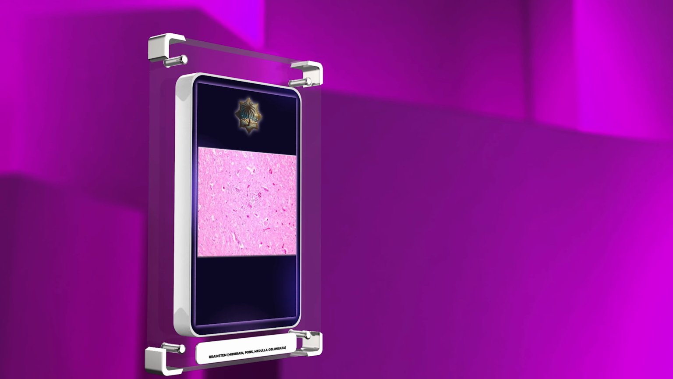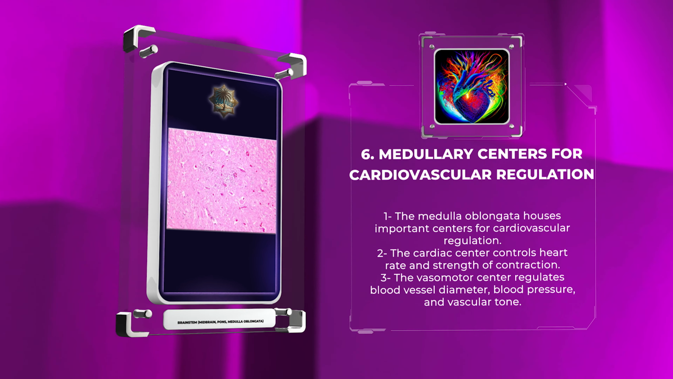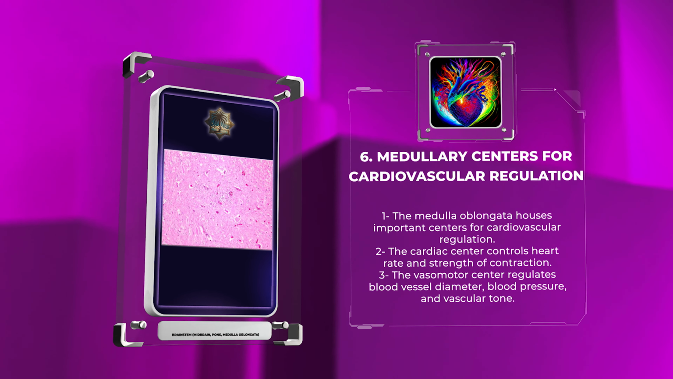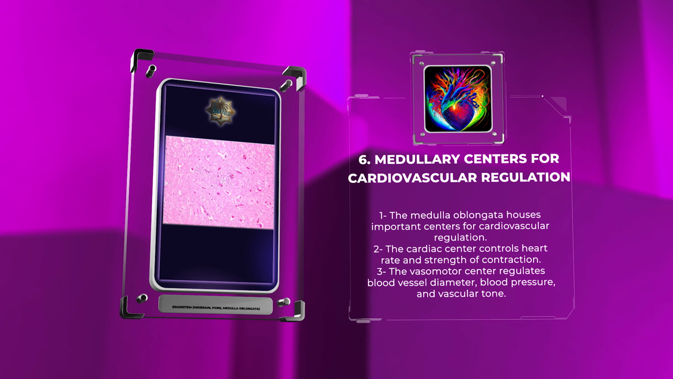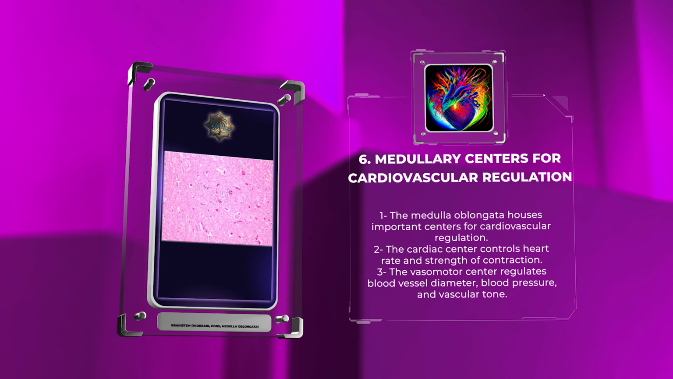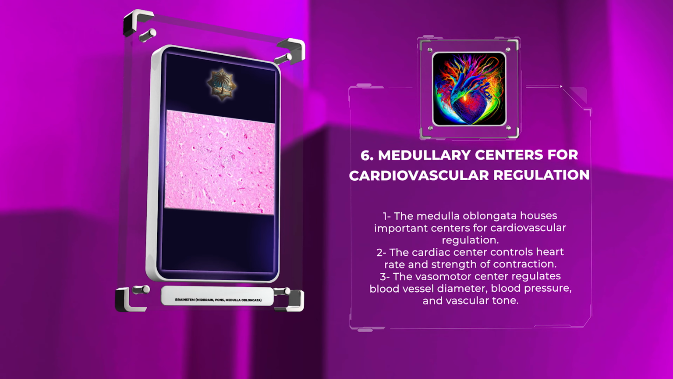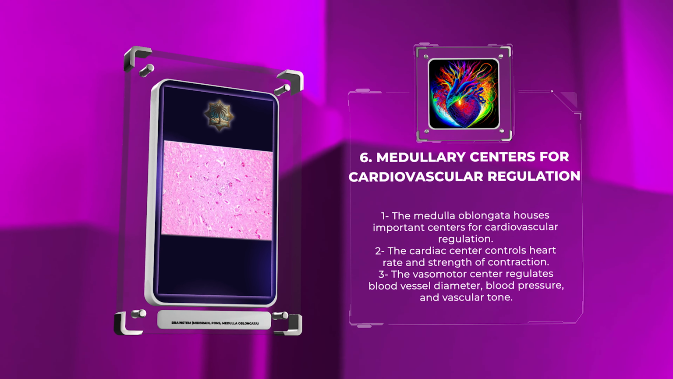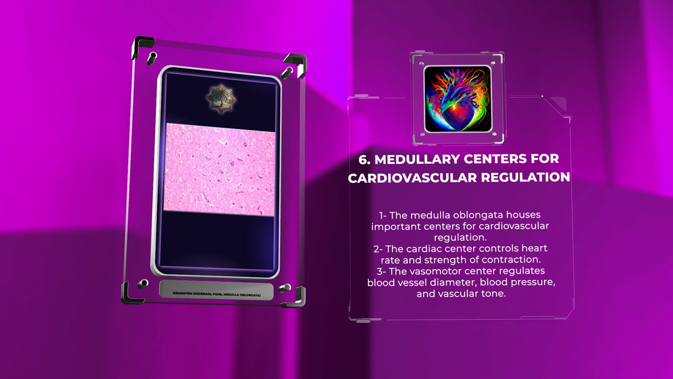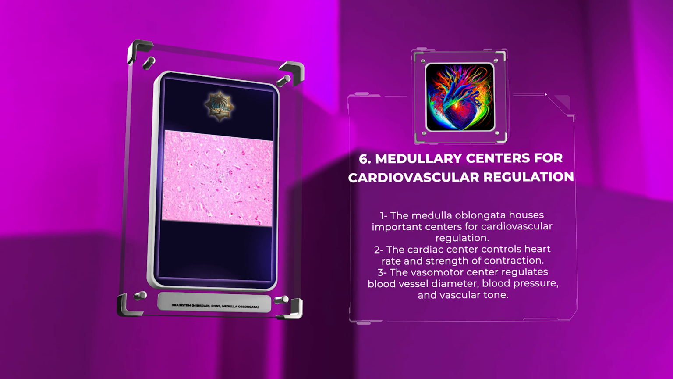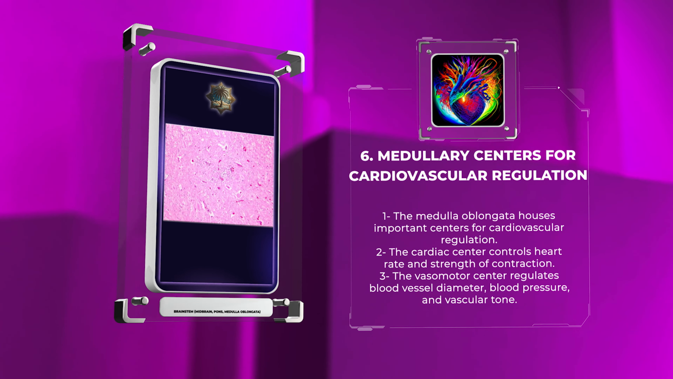The medulla oblongata houses important centers for cardiovascular regulation, including the cardiac and vasomotor centers. The cardiac center, located in the medulla's lateral part, controls heart rate and strength of contraction. It receives input from various sources, including baroreceptors and chemoreceptors, and adjusts cardiac output accordingly. The vasomotor center, situated in the medulla's ventral part, regulates blood vessel diameter, blood pressure, and overall vascular tone. Dysfunctions in these medullary centers can contribute to conditions such as arrhythmias, hypertension, and heart failure.